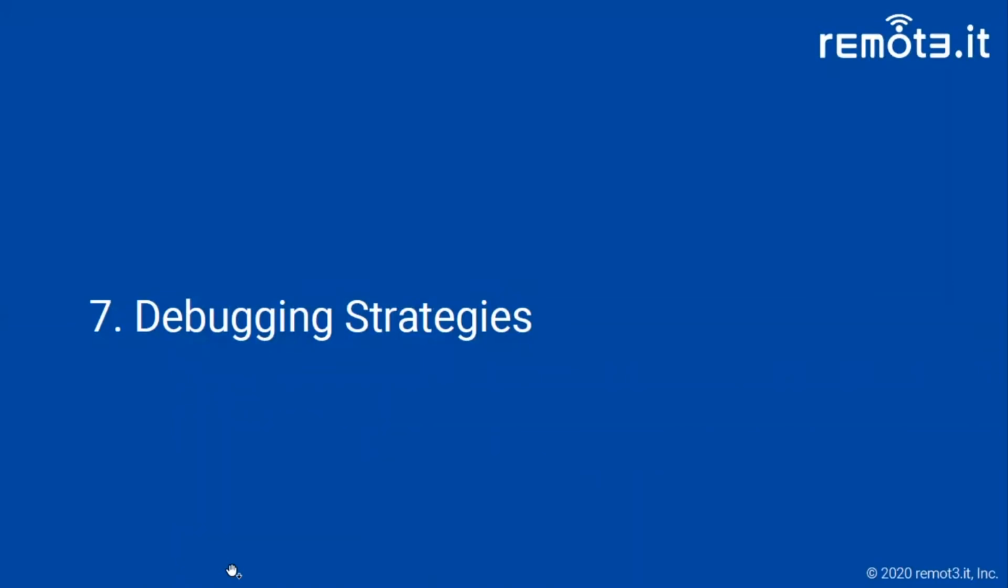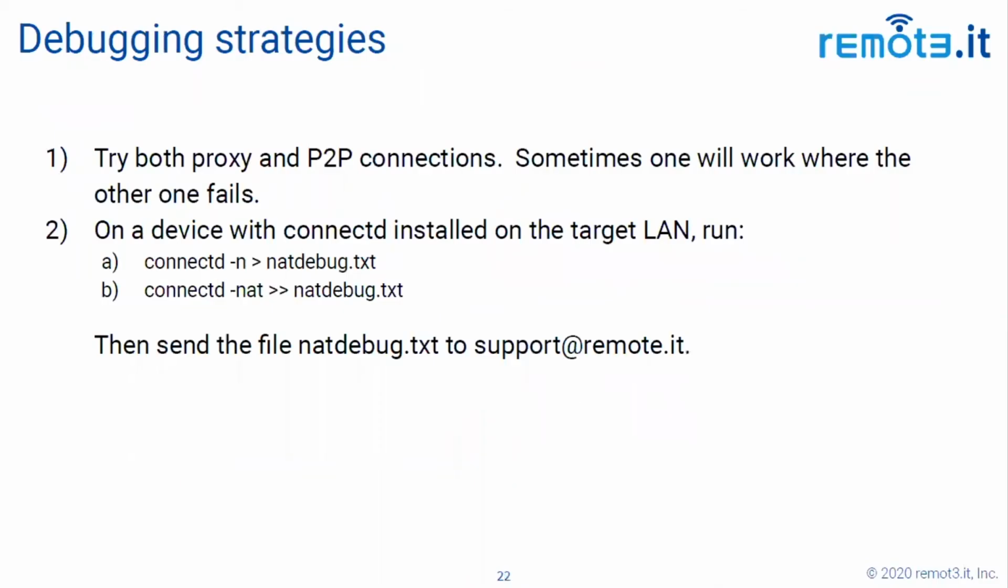All right, now we're going to look at some debugging strategies. If you're debugging connections and you're using the desktop, for example, which currently only works in peer-to-peer mode, sometimes you might get a failure, most likely when your target device is on a cellular data connection. And sometimes what you can do if that happens is try a proxy connection as well. And sometimes proxy connections will work where peer-to-peer connections fail.